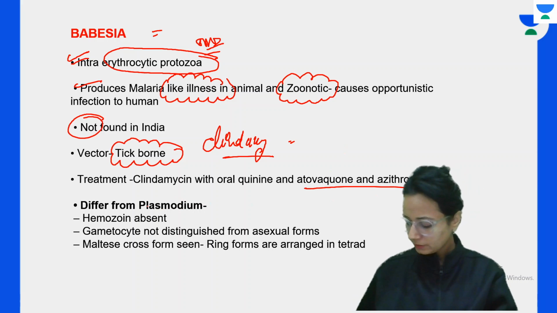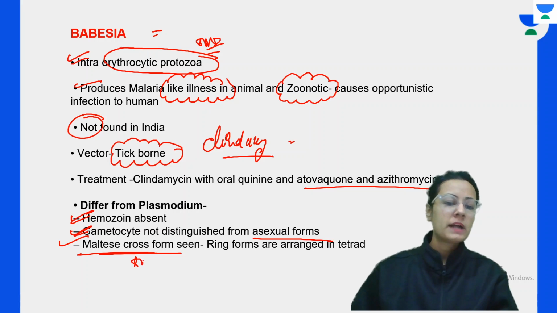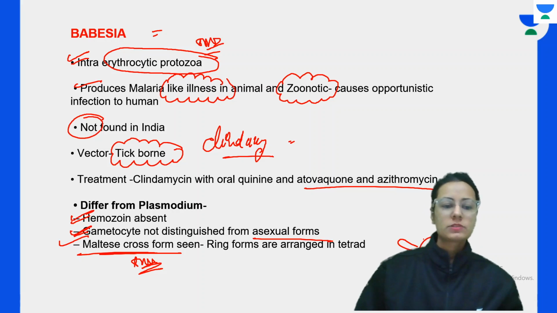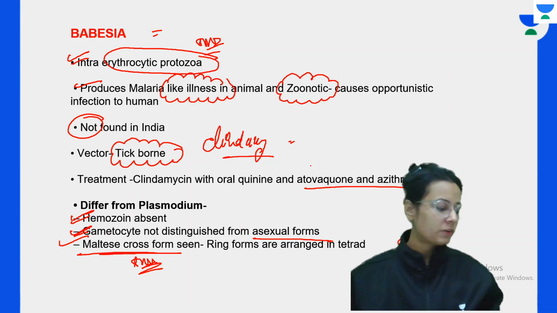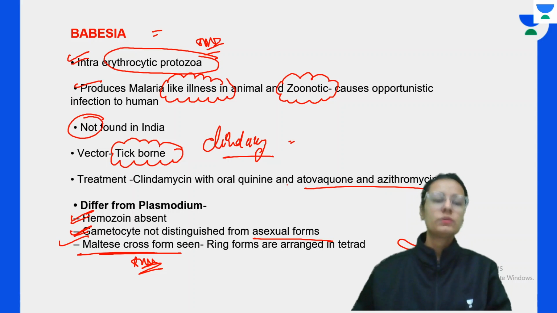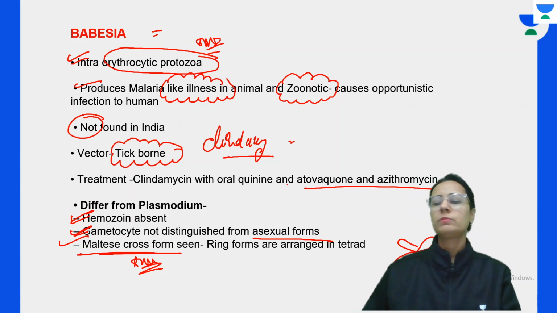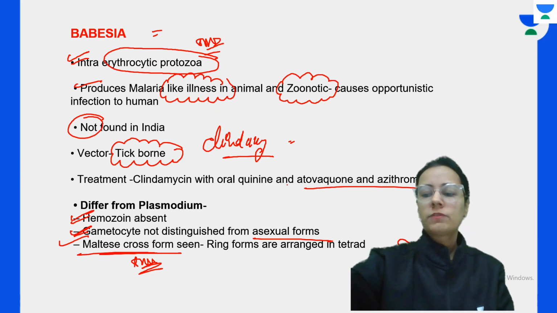How does it differ from malaria? Hemozoin is absent. Gametocytes cannot be distinguished from the asexual forms, and the Maltese cross is very important. The ring forms are arranged in tetrads. So, this is the Maltese cross. You can see they are arranged in tetrads. There is no hemozoin, and the sexual and asexual stages cannot be distinguished in the case of Babesia.